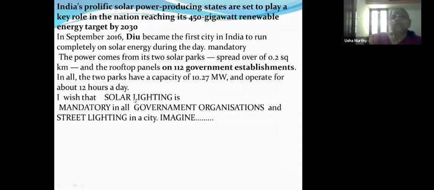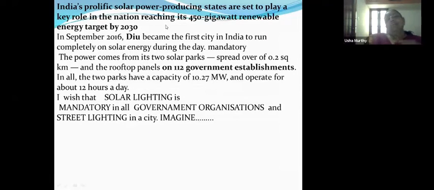I only wish that solar lighting is made mandatory in all government organizations and also in street lighting in all the cities. Imagine how it will be. Imagine the savings on the power. Imagine the dependency on the power, BESCOM or whatever it is. So I only wish that it is at least in all the government organizations and all the streets in the cities in our country. I just wished for that.